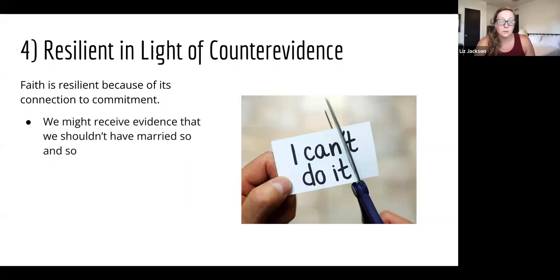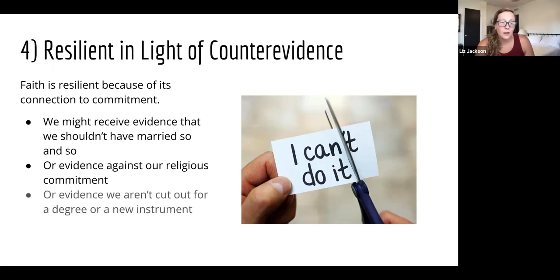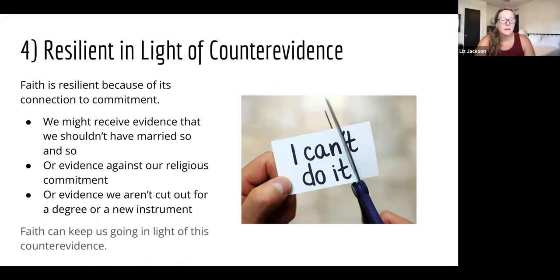So we might receive evidence. We might be married and receive evidence that I really shouldn't have married so-and-so, right? Or evidence that God doesn't exist. We have a religious commitment, and then we're like, what do I say about the problem of evil? It's a really hard problem. We might receive evidence about ourselves that we're just not cut out for this degree. You declare a certain major that's your dream major, and then you fail the first class that's a required class for that major, or you really just aren't enjoying the new instrument that you've picked up, or you're really bad at it, or whatever. And so the idea is that part of the function of faith is that it keeps us going even in light of this counter evidence. So in that sense, faith is resilient.